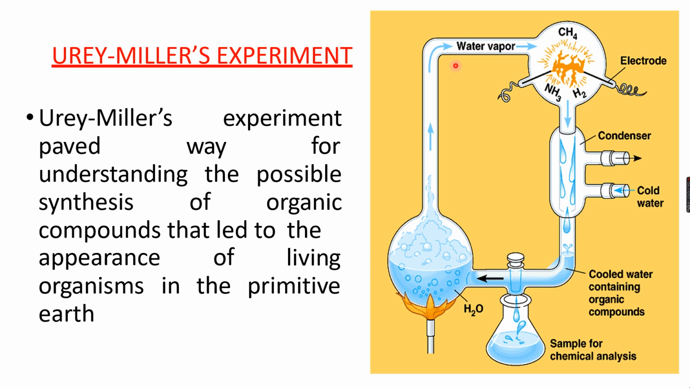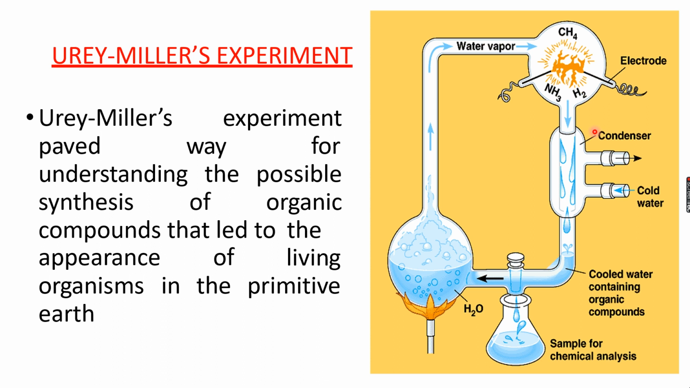So I'll just explain this with a diagram. Here the water is taken in the flask and heated by means of a burner, and the steam, the water vapor, evolves. This water vapor passes to a flask or container which contains various gases like methane, ammonia, and hydrogen, and here the tungsten electrode is fixed. The tungsten electrode will produce an electric discharge. It is more or less like the lightning in the early atmosphere of the primitive earth.